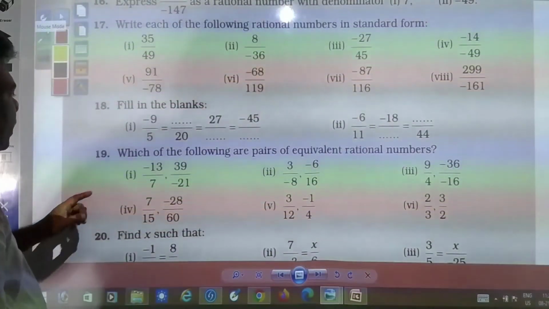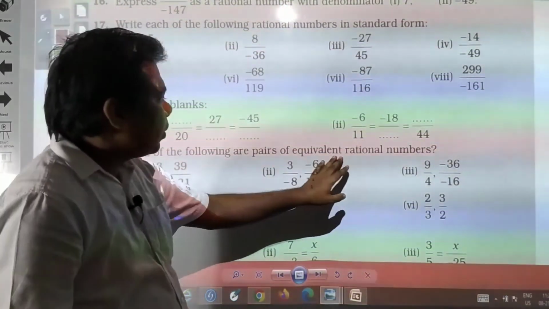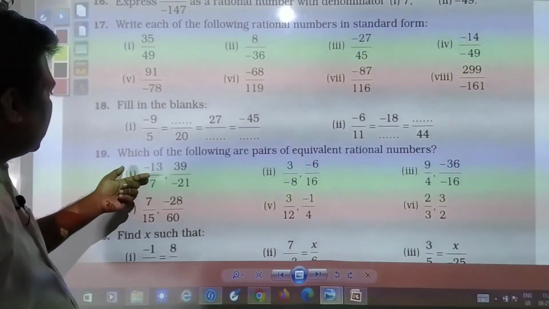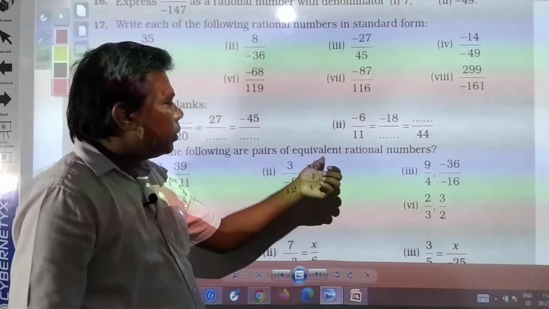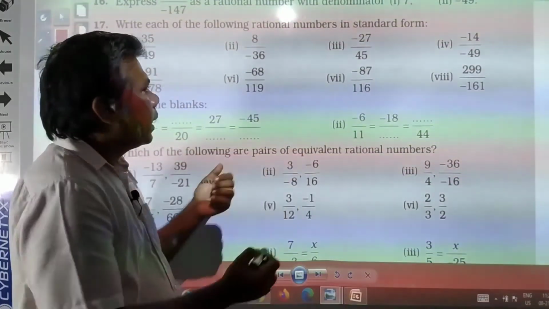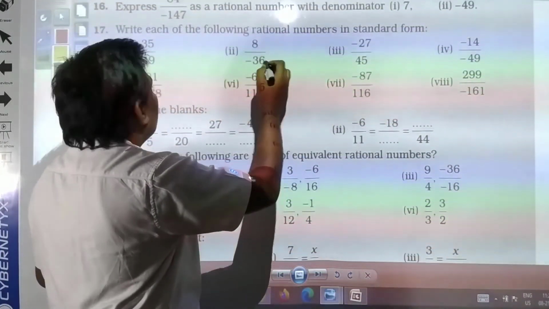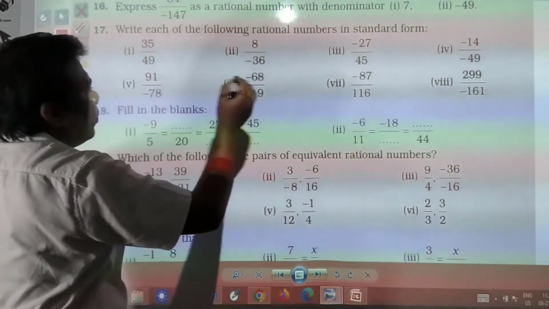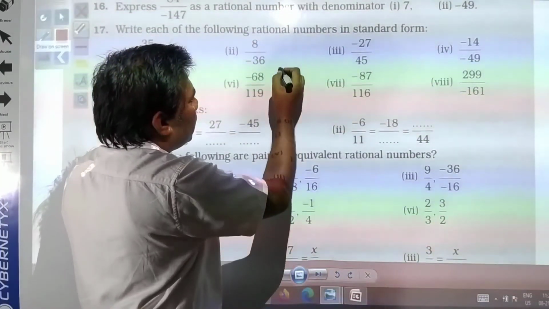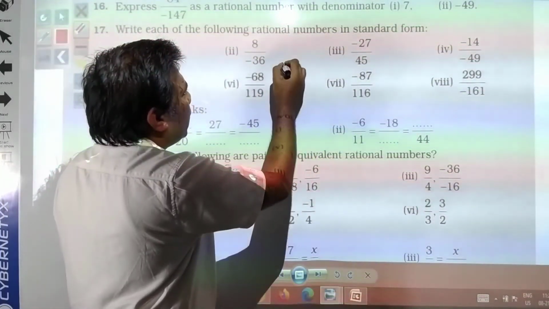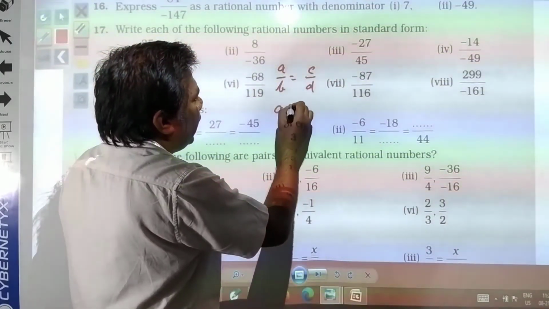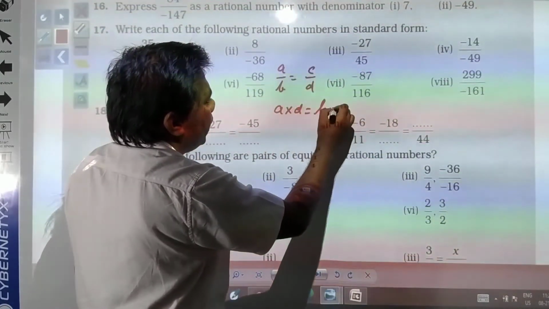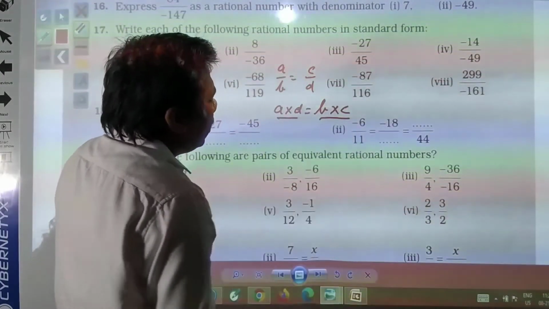Next you see, which of the following are pairs of equivalent rational numbers? So if you want to know which are the pairs of equivalent rational numbers, again just now I told you, if you have equivalent fractions or equivalent rational numbers, a by b is equal to c by d, then a into d will be equal to b into c. This is required to be found out.